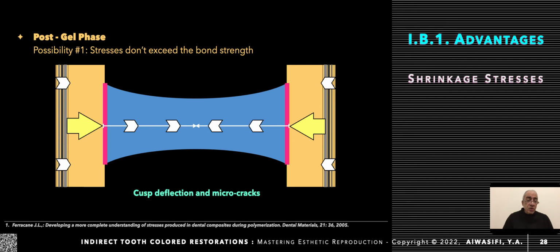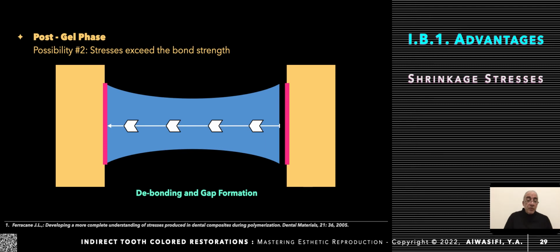As you could note in our schematic diagram, the material is trying to shrink towards the center, or towards the direction of light. If the bond strength is higher than the polymerization shrinkage stresses, it will result in deflection of the tooth surface, and this will depend upon the strength of your cusp. Is it a weak cusp or an undermined cusp? This is possibility number one.